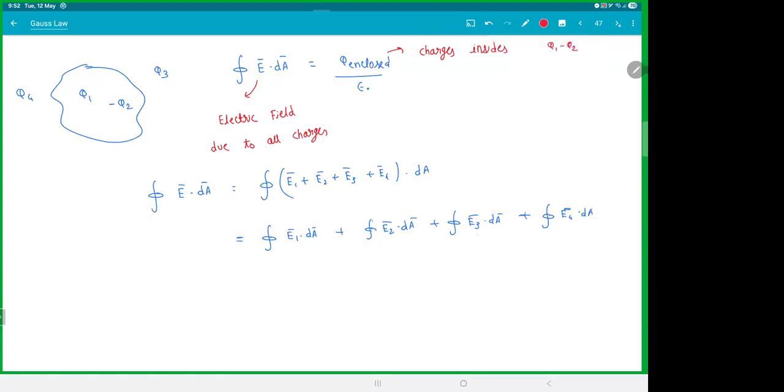But we know this guy is 0 and this guy is 0. Phi is 0 because we proved it. If you remember, the flux due to charges outside will be 0, since outside charges do not generate any flux. So that is a catch. E is not 0, but integral E dot dA is 0.